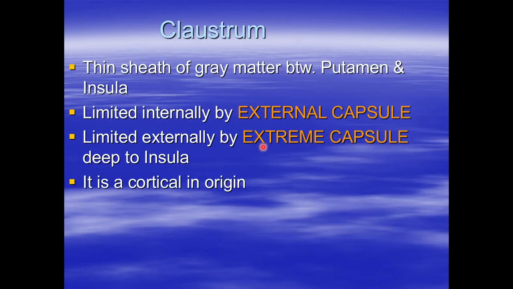The claustrum is a gray matter in the form of a thin sheath, a thin layer of gray matter. It's located between the lateral aspect of the putamen and the insula, in between them, limited internally by the external capsule, while externally by the extreme capsule. So it is sandwiched between the external capsule and the extreme capsule. Between them is what we call the claustrum.